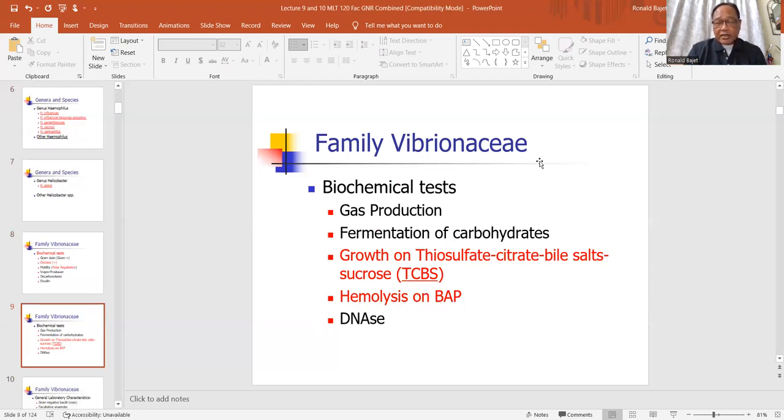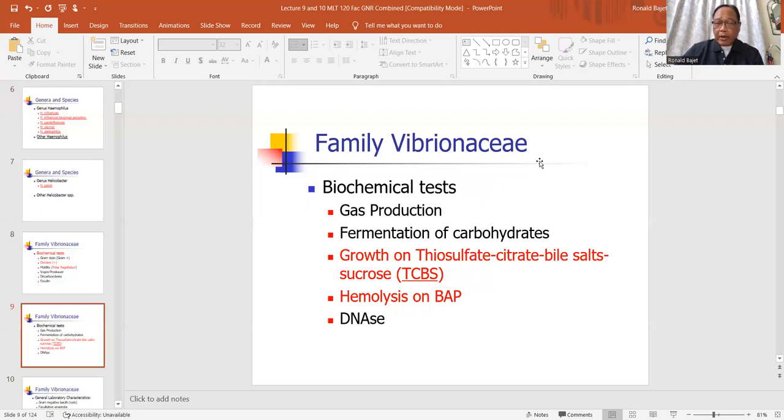Biochemical tests, there's gas production. You would see that on a TSI slant, fermentation of carbohydrates. Those two are important, but for Vibrio, not so much. The main thing to know about the Vibrio species, especially Vibrio cholera, because it causes such an important gastroenteritis, is that it grows on TCBS. Make sure you know the media, TCBS, thiosulfate citrate bile salt sucrose, TCBS. You see those four letters, you think about Vibrio, okay?